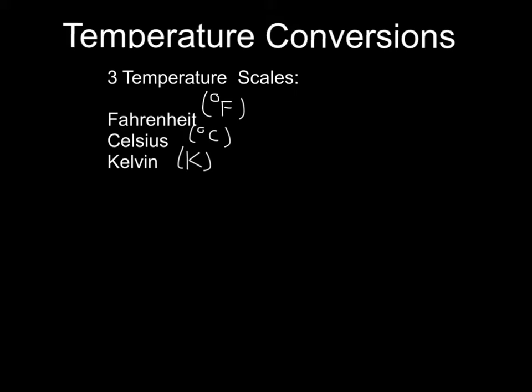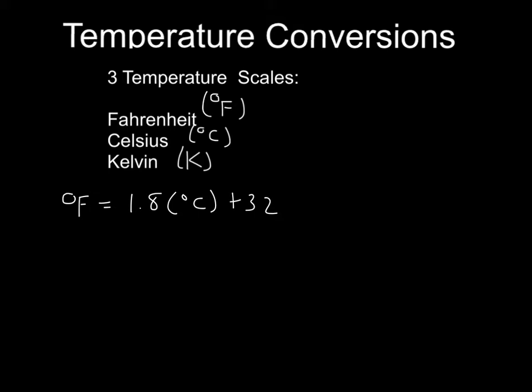There are two equations that we will be using in order to convert between temperature scales. The first one helps us convert between degrees Fahrenheit and Celsius and looks like this. Degrees Fahrenheit is equal to 1.8 times the degrees Celsius plus 32.